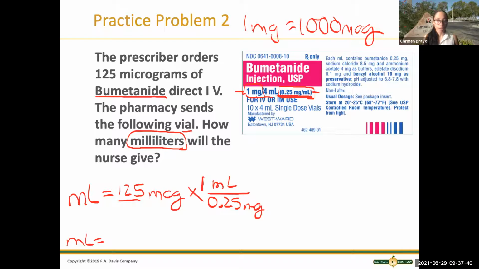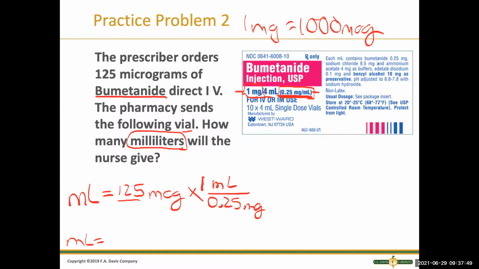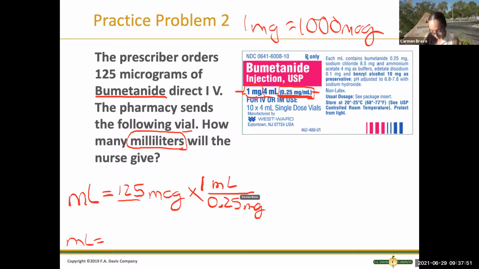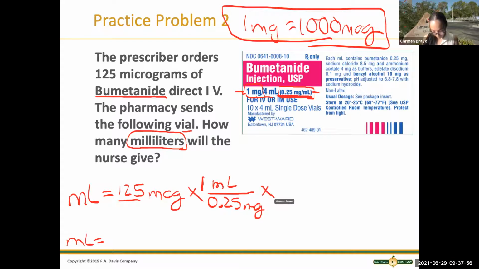What else do I need in that problem? Can I cancel out any units? No, right? So that's what I need. I need to plug in my conversion factor here. Like I said, it has to be opposite. If the milligram is in the bottom here, then I have to have milligram on the top. And then how many mcgs did I say? It's 1,000 mcgs.